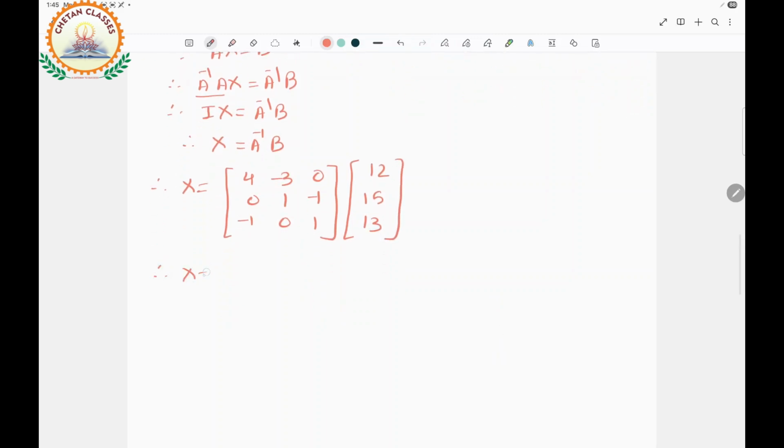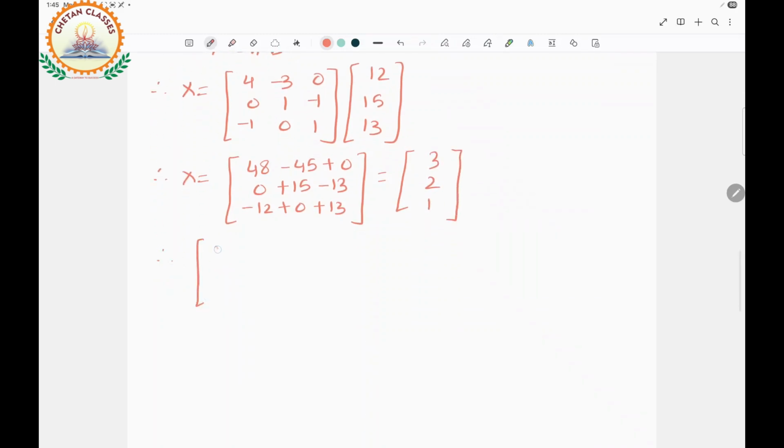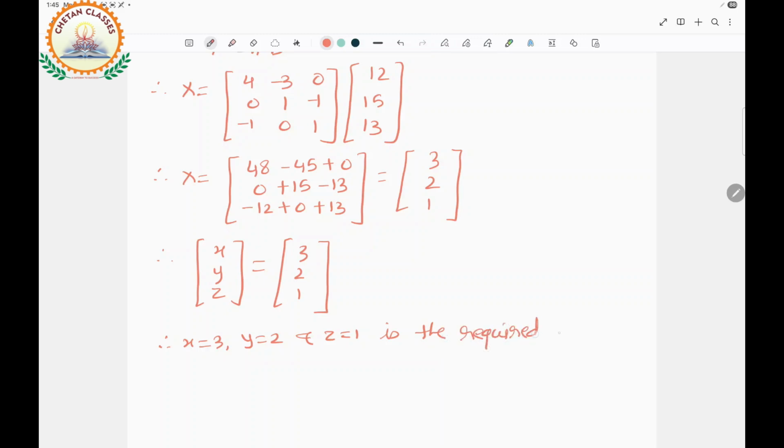Now matrix multiplication. So X is equal to 48 minus 45 plus 0, 0 plus 15 minus 13, minus 12 plus 0 plus 13 is equal to 3, 2, 1. Now X means XYZ. XYZ is equal to 3, 2, 1. It means X is equal to 3, Y is equal to 2 and Z is equal to 1 is the required solution. Okay.